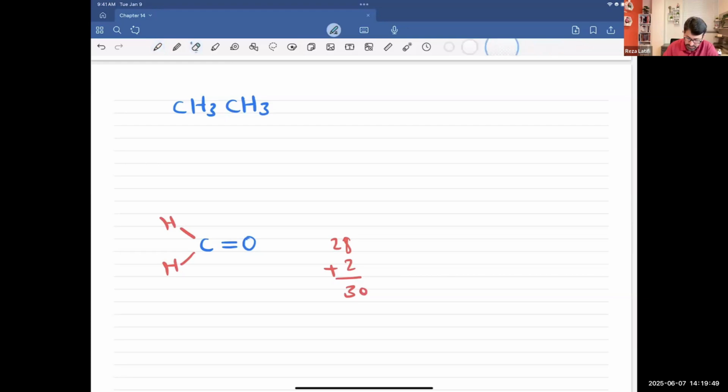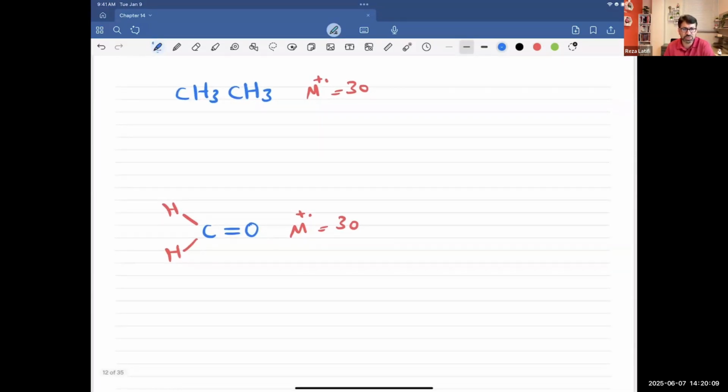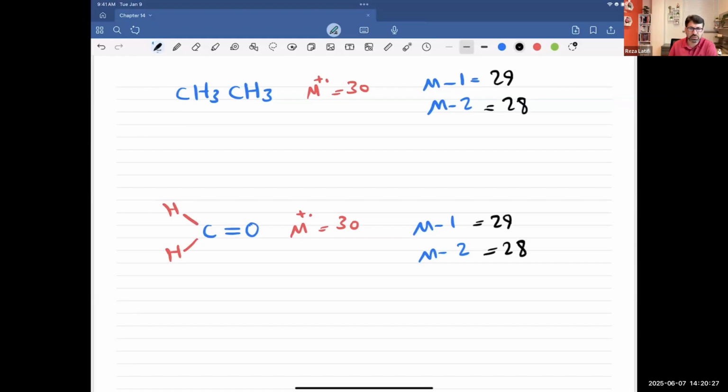So until now, I got these 2 possible molecules. The m over z is going to be 30 for both of them. Now, how about this? Can I remove 1 hydrogen from them? Yes, both of them have more than 1 hydrogen, so you can get M minus 1 and M minus 2. M minus 1 will be 29. M minus 2 will be 28. Okay, 29, 28. Let's talk about this.